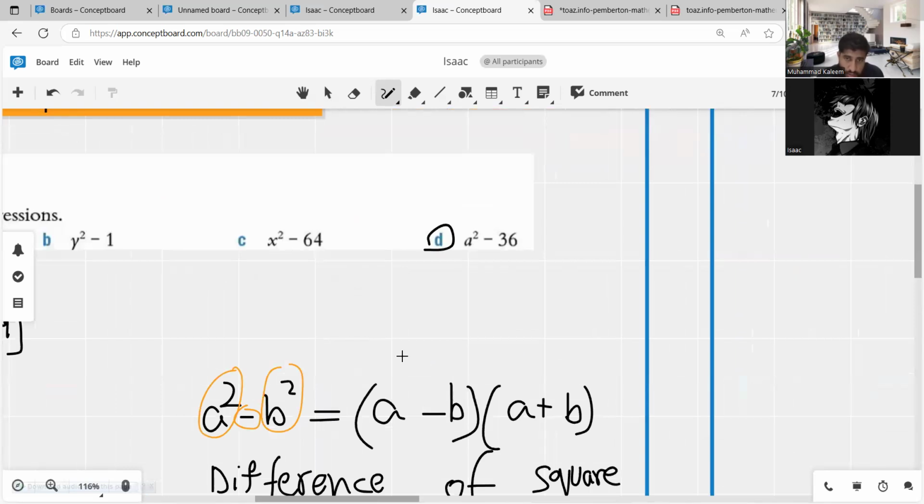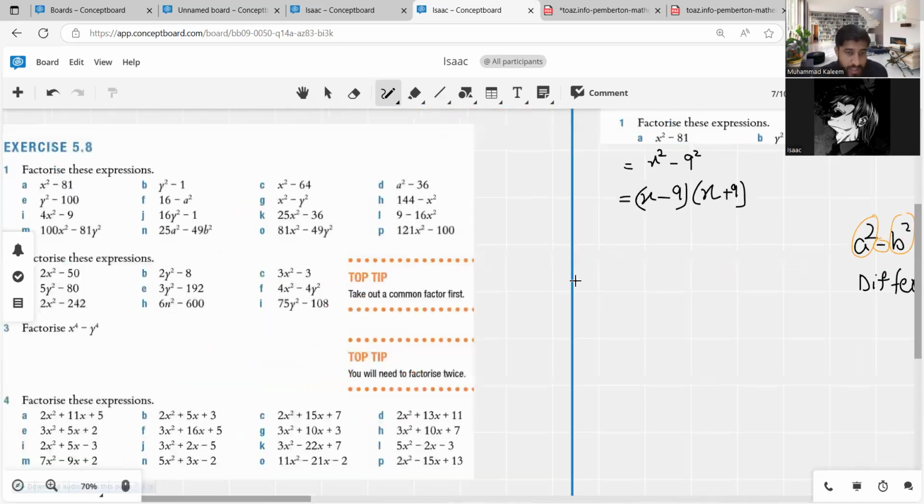x minus 6 and x plus 6. You are saying A? Yes, it's A. Okay, good, excellent work. You understand it fully. Let's practice another question.